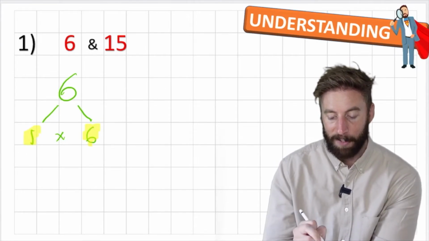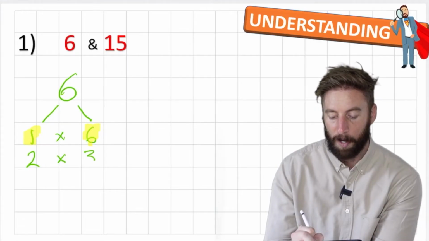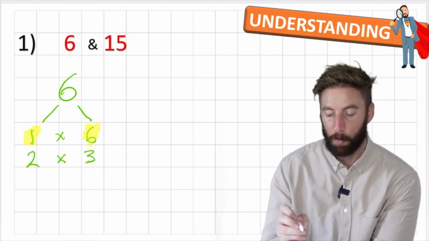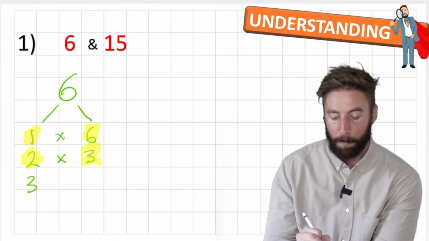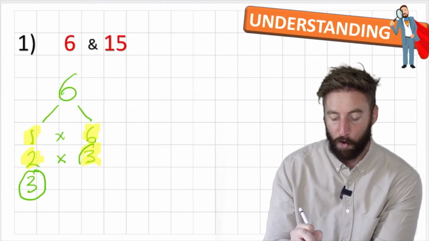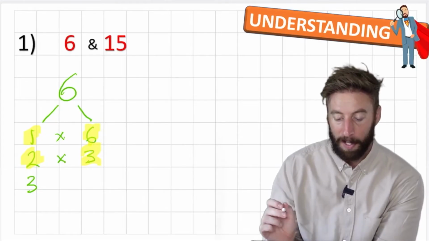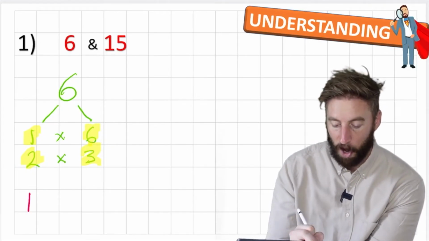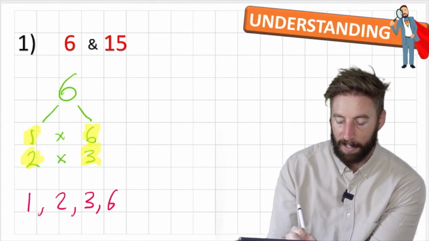Okay, let's see if there's any more. Go logically in sequence. 2, and I know that 2 times 3 will also equal 6. Now let's see if I can go any further. Well, if I put 3, we know because I've got 3 here and I've already used a 3, that is as far as I should and could go. So my factors of 6 are 1, 2, 3, and 6.